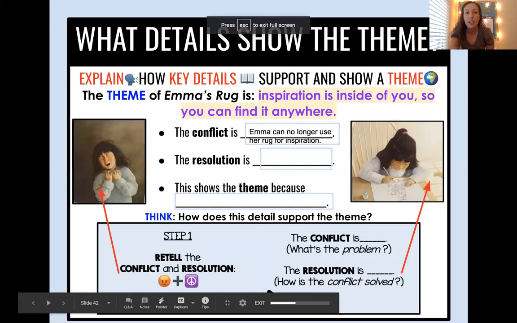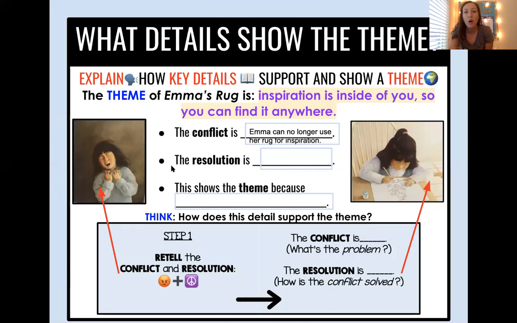So we know, now that we finished retelling the conflict, that the conflict from looking at this illustration over here is that Emma can no longer use her rug for inspiration. We know this because her mom washes her rug, and so it's clean, and the marks from the dirt that would help her see the creatures are all gone, so she can no longer use her rug for inspiration. But if we look at this other picture over here on the right side, we have an illustration that gives us a clue about the resolution.